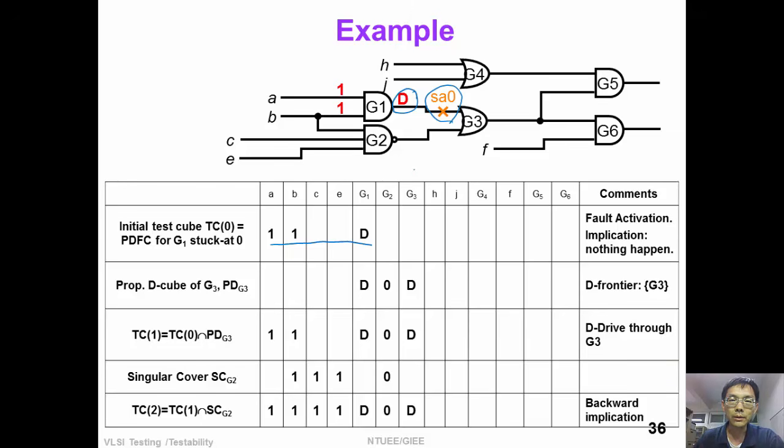If we want to propagate this D through gate G3, we can assign the output of G2 to be 0. For the output of G2 to be 0, all the inputs must be 1. So now we know that C and E are both 1. This is what we call backward implication.